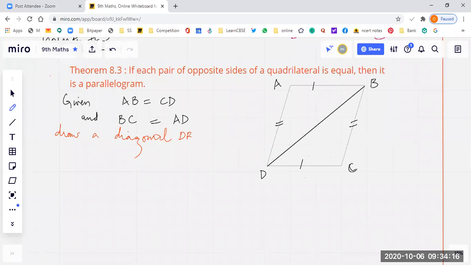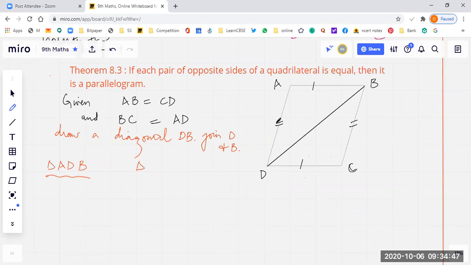Diagonal DB. Okay, or you can even write, just join points D and B. Okay, so you are getting two triangles. What are the two triangles you're getting? Triangle ABD, and the other triangle is triangle BCD. CBD, yes, this girl is right.